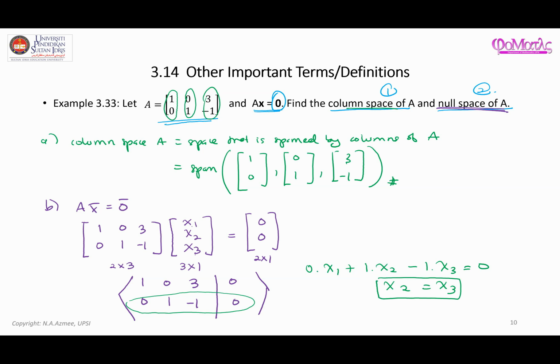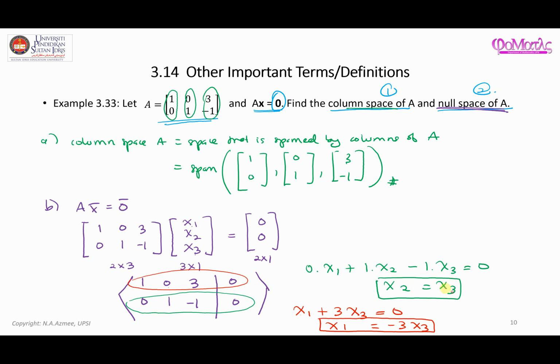Now next, we have this part here which can be translated as x1. I'm just going to write it straightforward. So 1 times x1 is just x1 plus, well, 0 x2 is gone. So here we have 3 x3 is equal to 0. Therefore, x1 is equal to negative 3 x3. So that is the second equation.